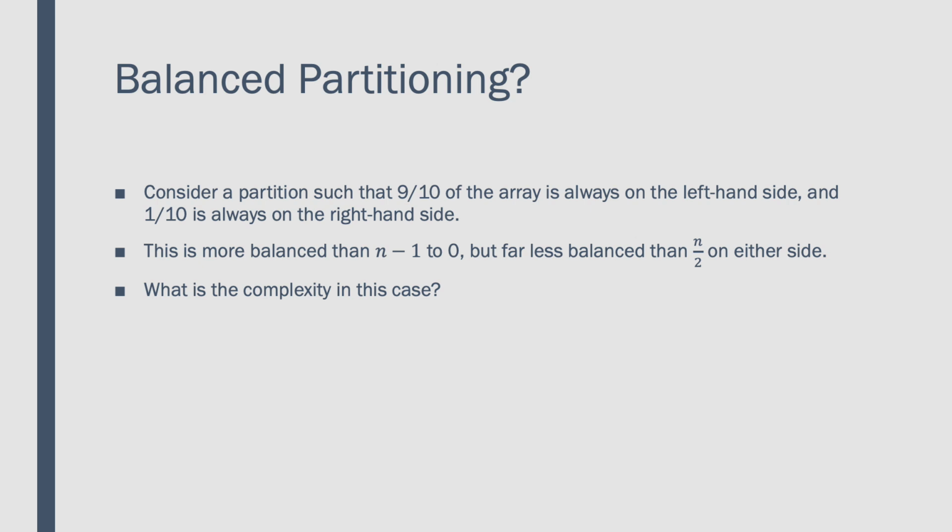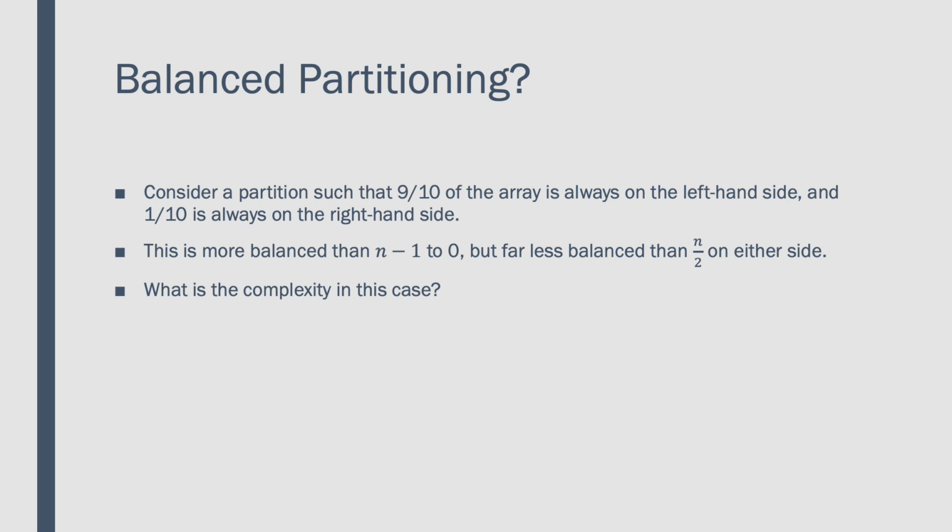So first of all, let's understand the scenario. Imagine a partition where 9/10 of the array always ends up on the left hand side and 1/10 of the array goes to the right hand side. This is better than the worst case scenario where one side has n minus 1 elements and the other has 0. But it's not as balanced as the ideal case where both partitions are equal, n/2 on each side.